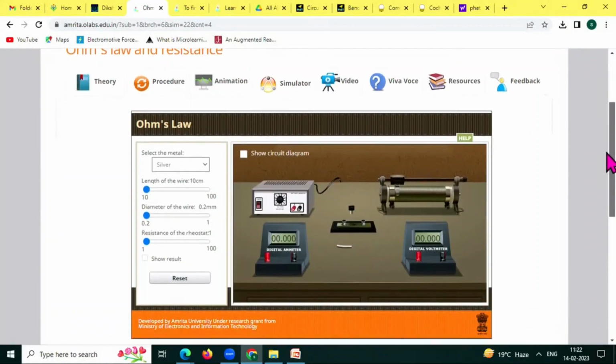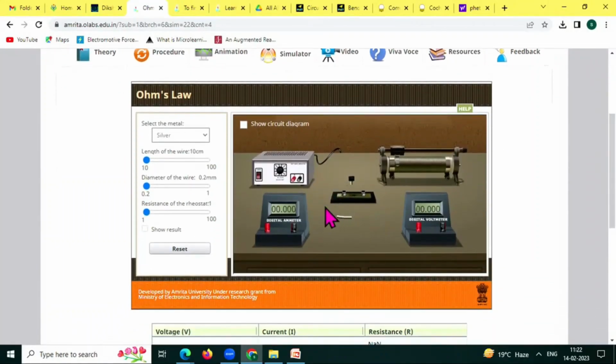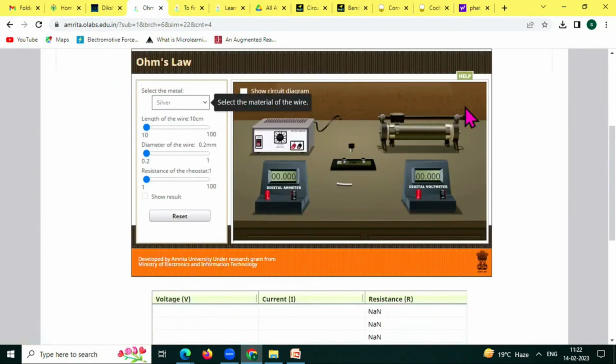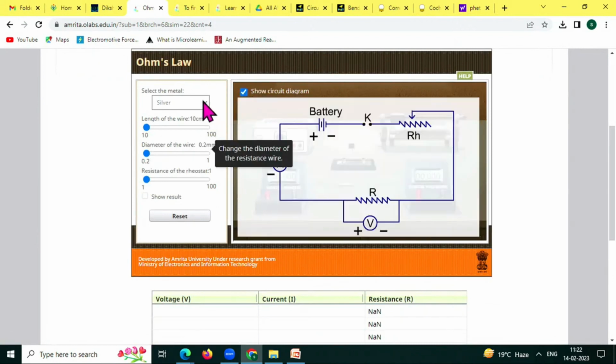Now, let us see one other icon here, the simulator. So, how does the simulator work? Apparatus are provided here. Here you can see one icon, help. We can go through the help to see how to proceed. So, show circuit diagram. I am clicking on the circuit diagram.